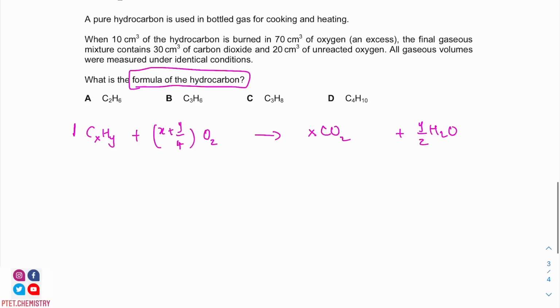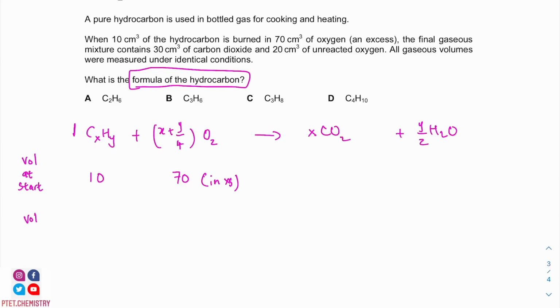Okay, so what do we have? I always label my stuff on the side. So volume at the start. Remember, volume ratio of gases is the same as mole ratio of gases. Okay, so we need to work along that line here. So I have 10 cm³ of the hydrocarbon. I burn in 70 cm³ of oxygen, which is in excess. So the oxygen is always in excess for combustion because you want to combust it completely, yeah?